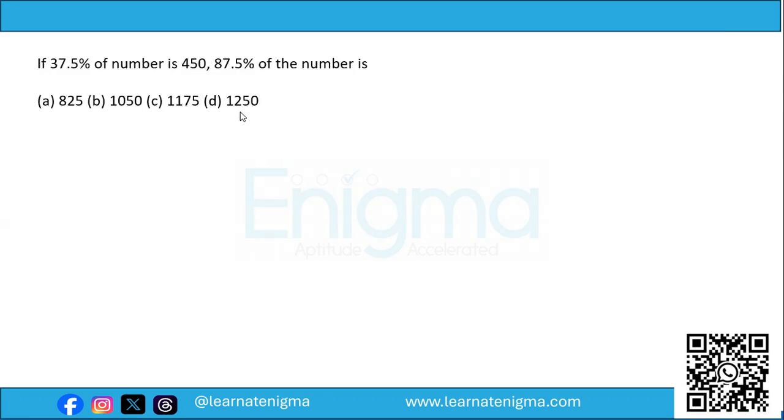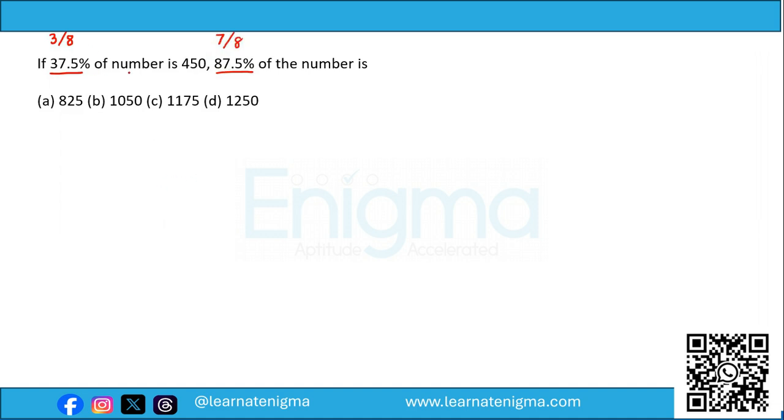If 37.5% of a number is 450, 87.5% of the number is... okay. Now, you must be aware of the fraction equivalents of such percentages because these are very commonly used percentage values. 37.5 percentage is nothing but 3 by 8 when you convert it into fraction, and 87.5 percentage is nothing but 7 by 8 when you convert it to a fraction.